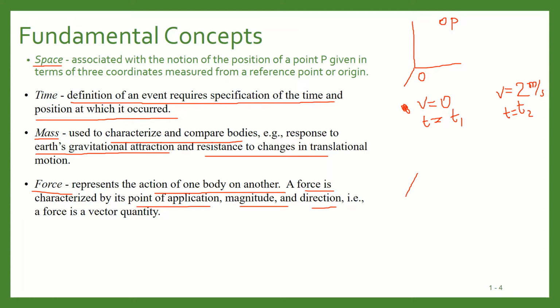So if there is some body, suppose this is your body, and suppose you are applying a force, then you have a point of application, then you have the magnitude. So sometimes magnitude is represented by the length of the arrow, and by this you can represent the direction of the force.